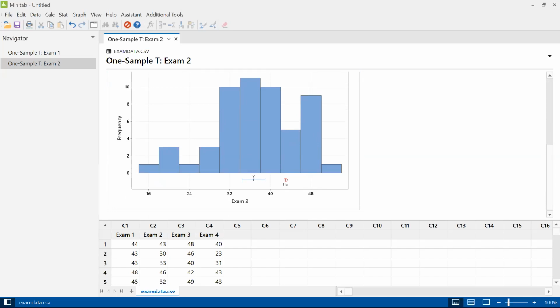All right, so I think that's enough for this example. We have strong evidence that the exam 2 mean is not the same as the exam 1 mean, and it looks like it was much harder.